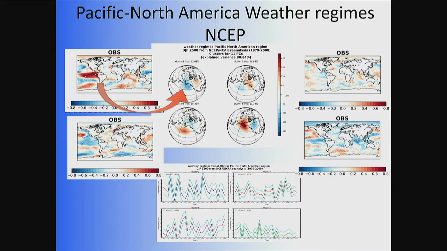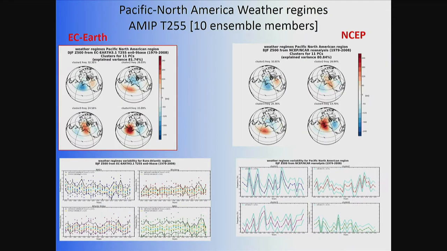And if one looks at the frequency of this regime during the winter and does the correlation with SSTs, basically one finds this pattern in the observation. And this can be a measure of the teleconnection between the two. And so what happened in the model?